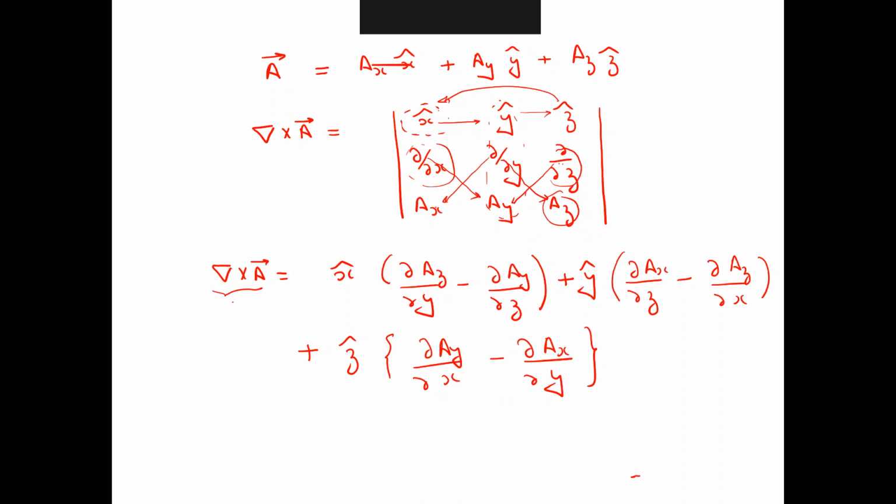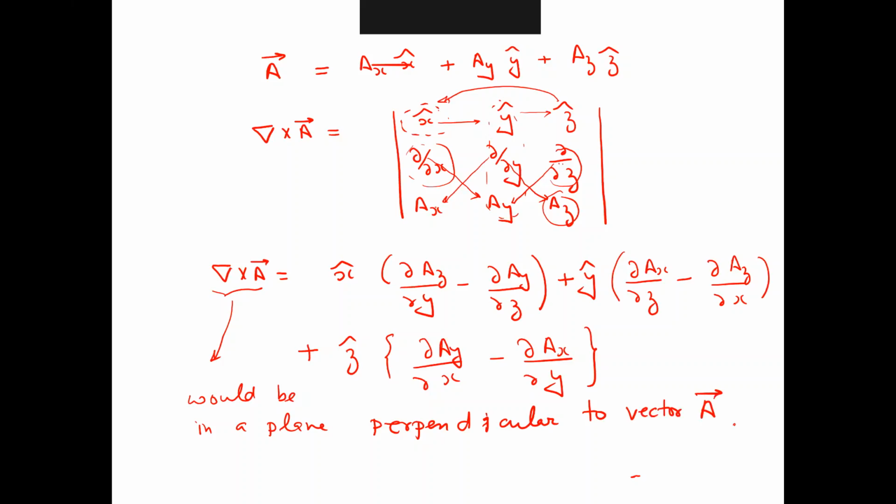Remember, the result of del cross A would be in a plane perpendicular to vector A. Keep this in mind as we do the waves, as we start developing it up. We would be using this cross product a lot. Would be using curl a lot, at least in XYZ components, in the Cartesian components.